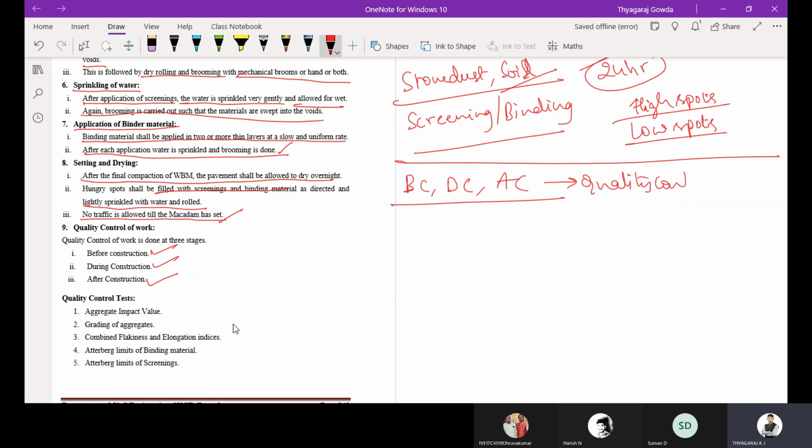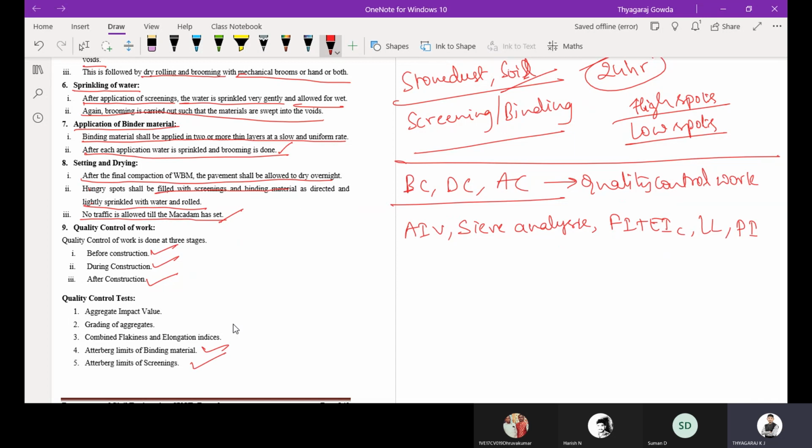This is the quality control work we are going to consider. When it comes to quality control tests, there is the aggregate impact value test we are going to conduct, then sieve analysis for gradation checking, then the combined flakiness index, then liquid limit and PI. For binder material and screening material, you are going to check the Atterberg limits, that is liquid limit and plasticity index.